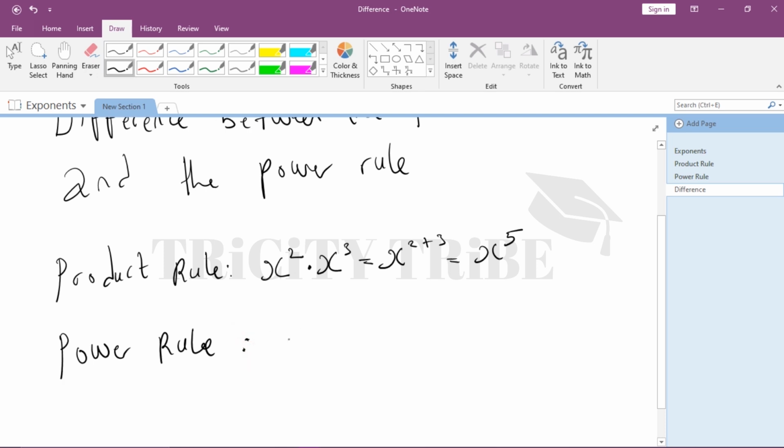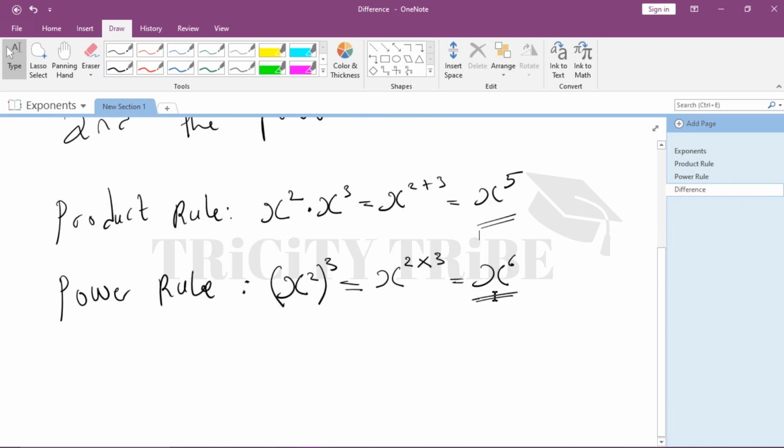Now for the power rule, it has to be like this. x raised to power 2 in brackets, the 3 goes outside. Can you see the difference? And that gives you what? x to the 2 multiplied by 3 equals what? 6. Can you see the difference? That is the difference. Let me take it one more time to make it much easier.